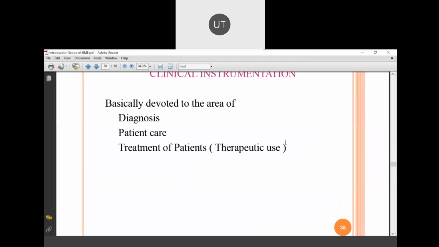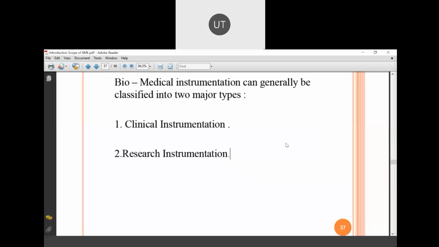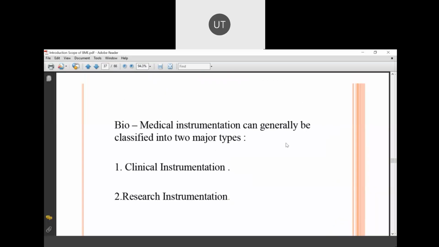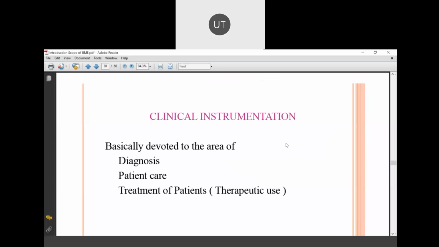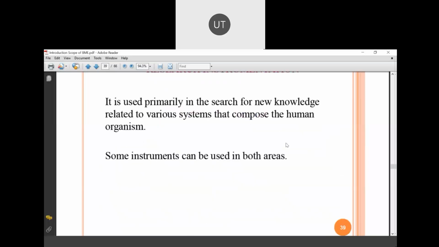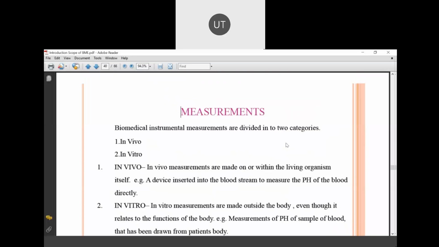So instruments are classified into two types: clinical and research instruments. Clinical instruments are those used in the clinic for diagnosis, patient care, or treatment of the patient, simply. And research instruments are those by which research is done. Now these two terms are important.